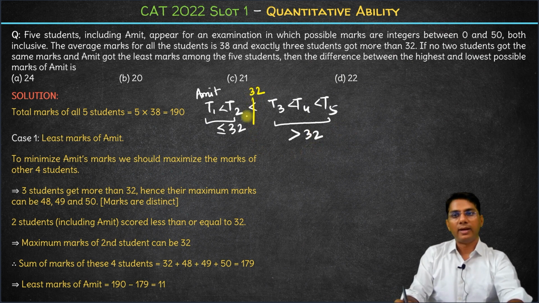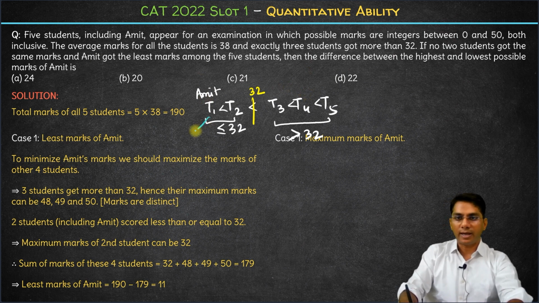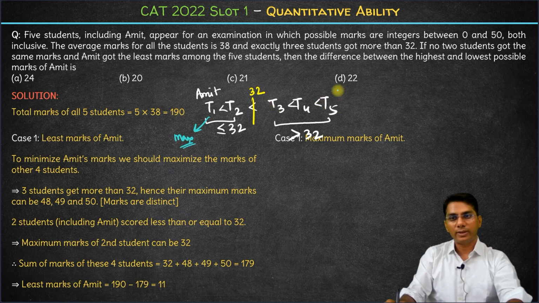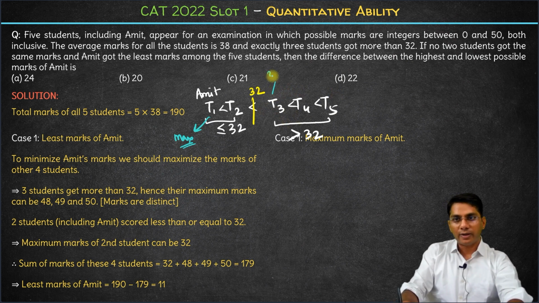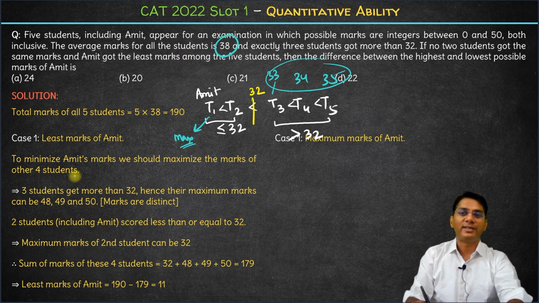Okay, fine. Now let's talk about maximizing Amit's marks. First we minimized his marks, now let's try to maximize them. To maximize Amit's marks, we'll have to minimize the marks of the other 3. Now what can be the minimum marks of the other 3 students? If you assume they have to be greater than 32, so 33, 34, 35, that would not be the best way to go about it because the average itself is 38. So how can the highest person be less than 38, right?